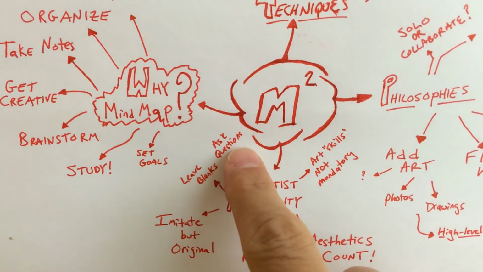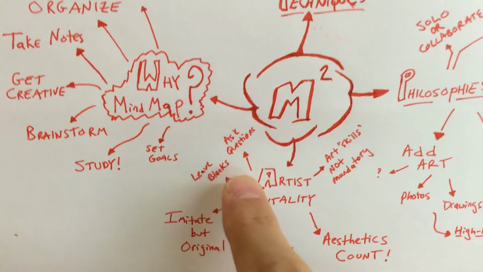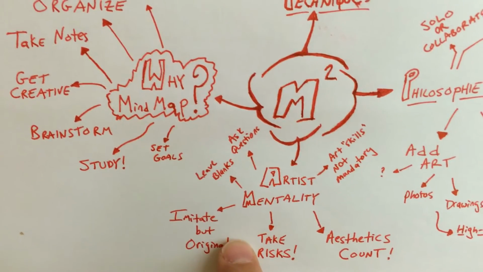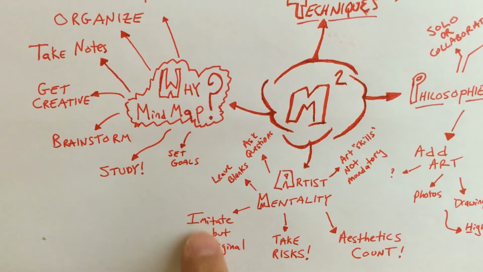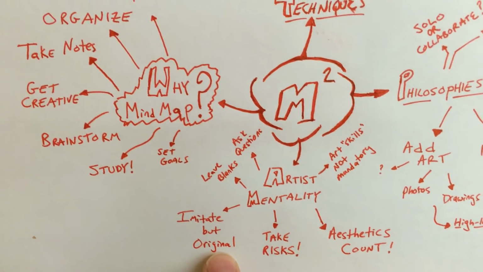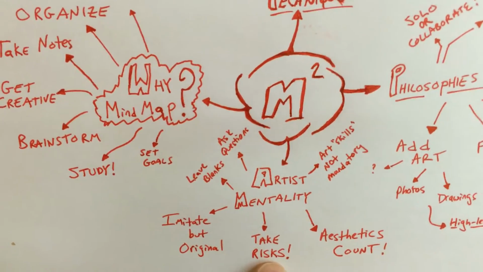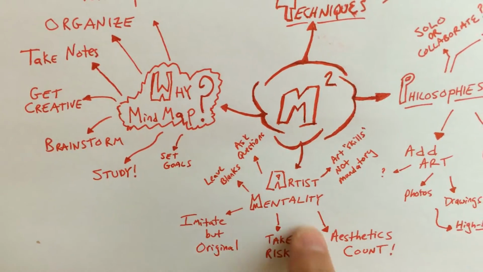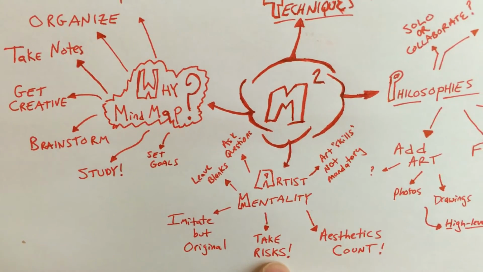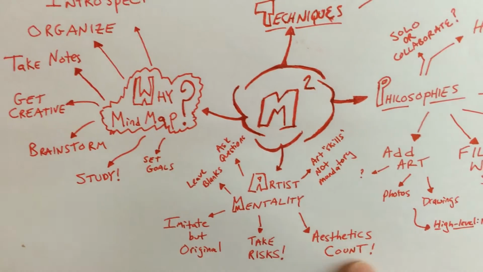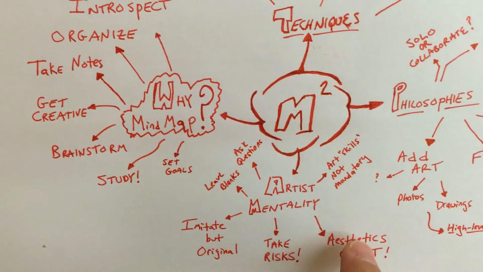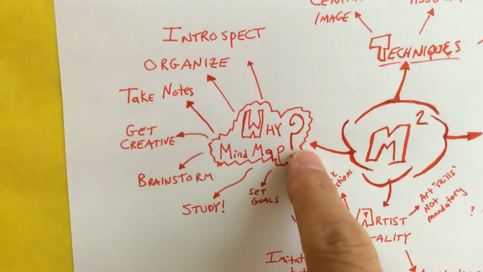It means that you will ask questions or leave blanks. You study mind maps that were done before yours and you imitate what you like, but always create something original. Don't be afraid to take risks. The lesson in mind mapping and all lessons in creativity centers around taking risks. And even if you don't have art skills, aesthetics count. Make it look good.